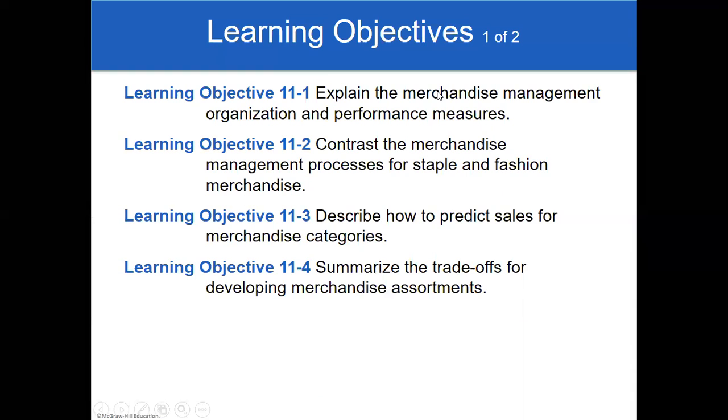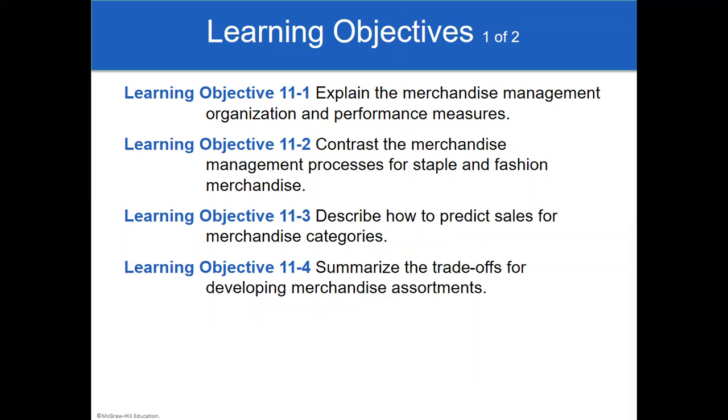So basically, we want to look at understanding how merchandise management would lead to company performance. Then we also want to contrast the merchandise management process for staple and fashion merchandise. Staple is items like groceries, which can be considered staple merchandise, the products that have high demand coming from the customer. Then predicting the sales for merchandise categories and looking at some of the trade-offs for developing merchandise assortment.